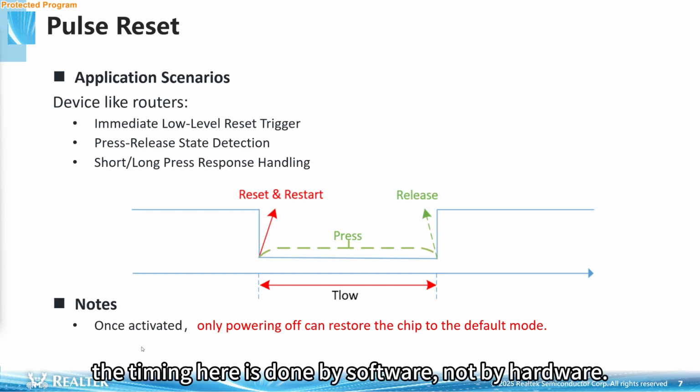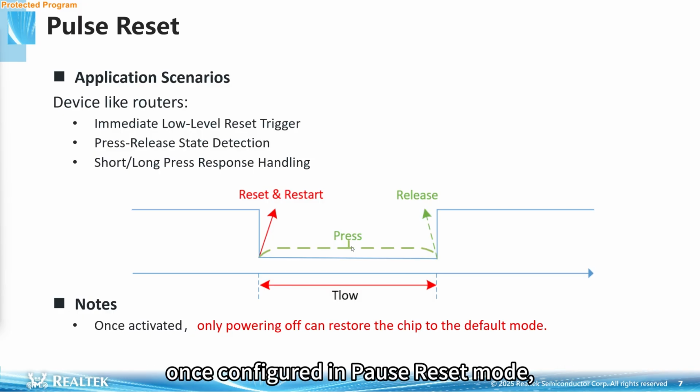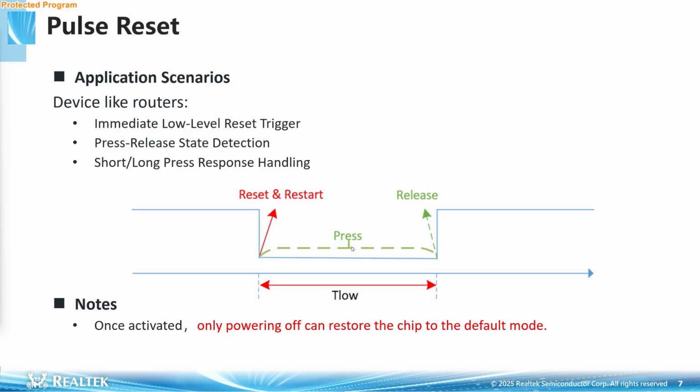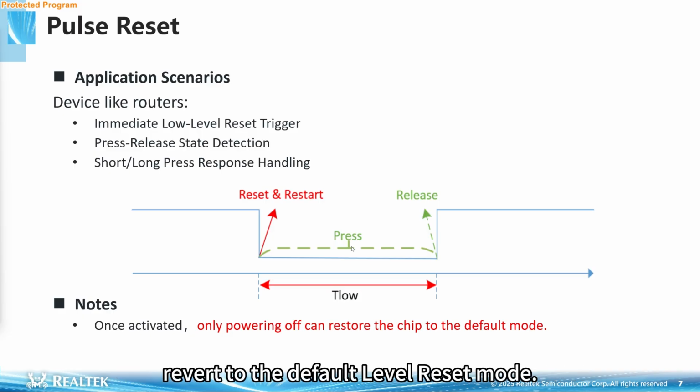Unlike interrupt reset, the timing here is done by software, not by hardware. It is important to note that, once configured in pause reset mode, the software cannot change this working mode. Only a power cycle can make the chip-in module revert to the default level reset mode.